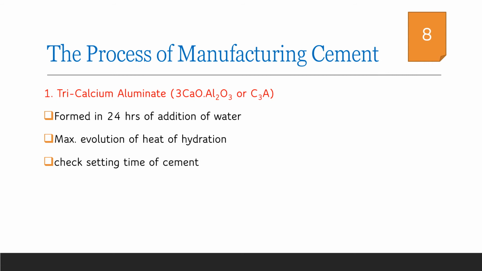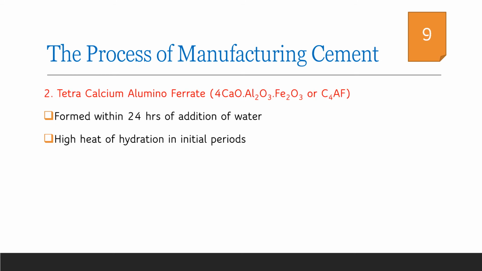Let the first one be tricalcium aluminate. The chemical formula is 3CaO·Al2O3. It is represented as C3A. It is formed in the first 24 hours of addition of water to the cement. The increase of C3A can speed up the setting and hardening rate of cement, and the heat of hydration is high at the same time.